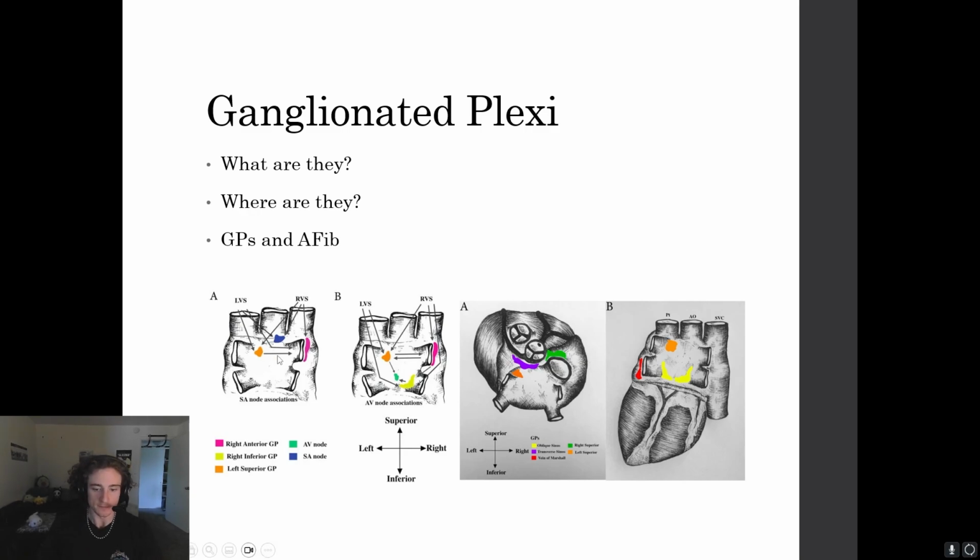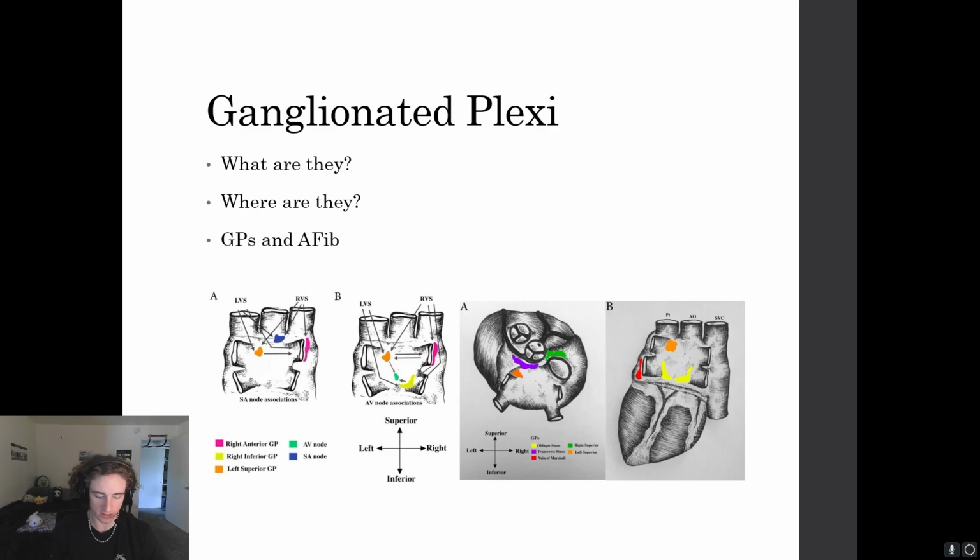So now, where are these ganglionated plexi really located? It's the pulmonary veins. The pulmonary veins are going to be the main site of these ganglionated plexi. And there are going to be ganglionated plexi on the posterior regions of the right atrium and the left atrium. This is called the dorso-atrial region.